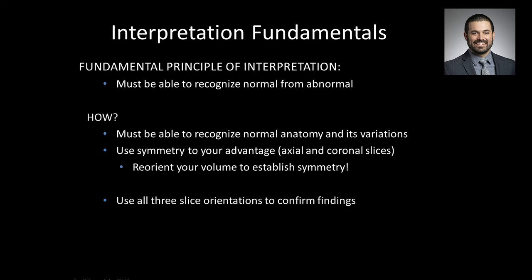The next thing you can do is use all three slice orientations to confirm findings, or if you're in an arch section, multiple slice orientations to confirm your findings. What your brain is going to do is sum up mentally what you're looking at. What may look like pathology in one view, with the help of another view, may look just fine as normal anatomy. So you have to use all your slice orientations.